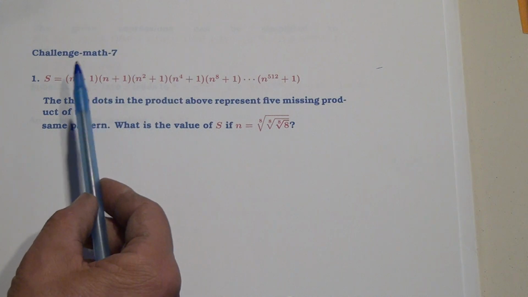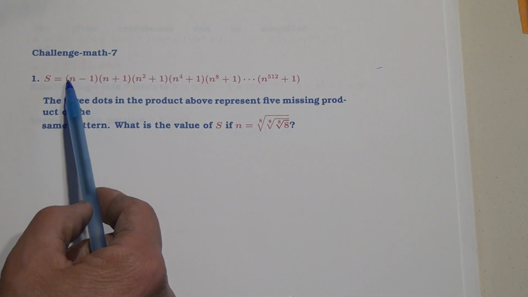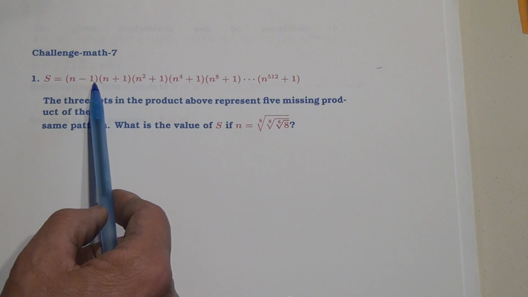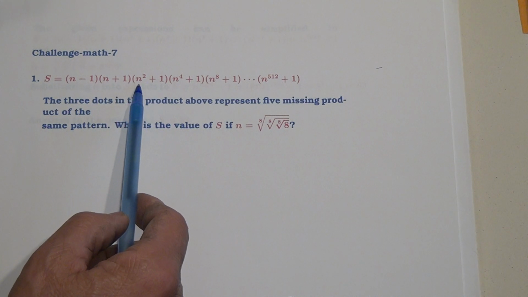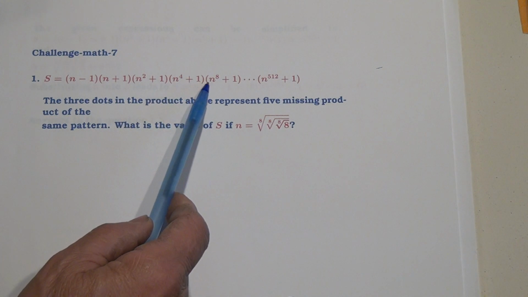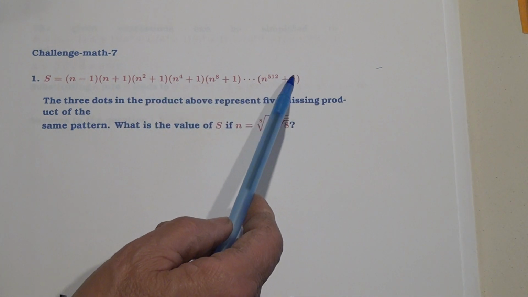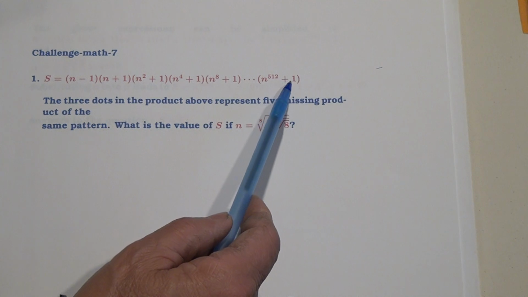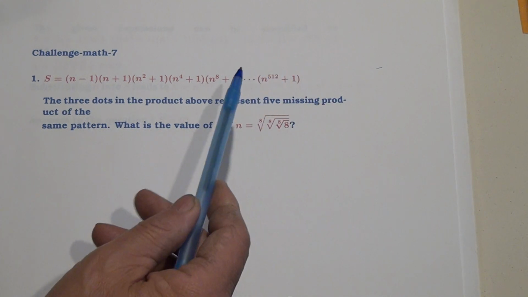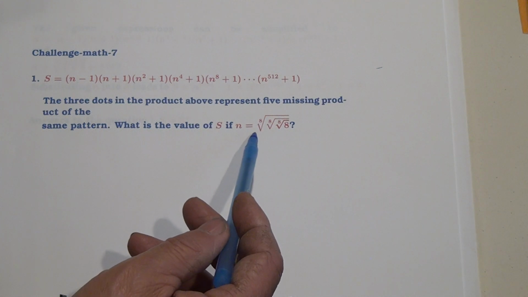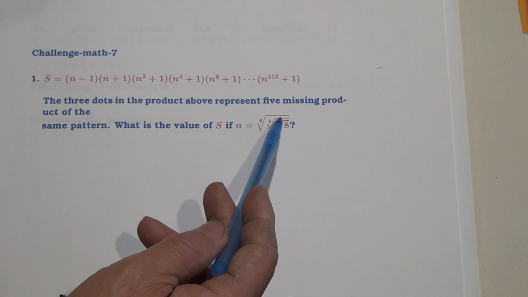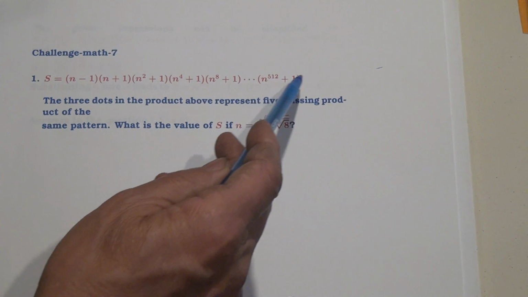Okay. If s equals (n minus 1) times (n plus 1) times (n squared plus 1) times (n to the fourth plus 1) all the way up to (n to the 512th power plus 1), then what is the answer? The value of n is given by the eighth root of the eighth root of the eighth root of 8. Then what is the value?